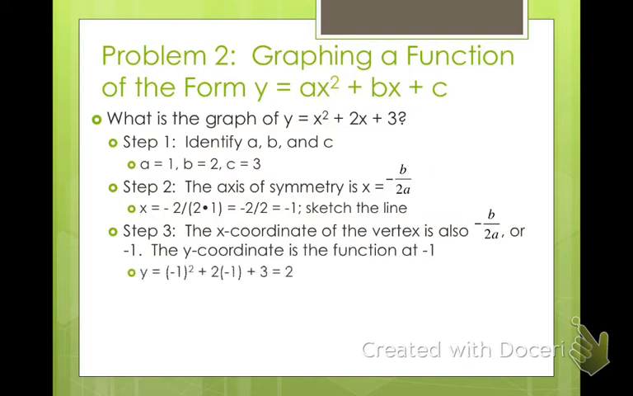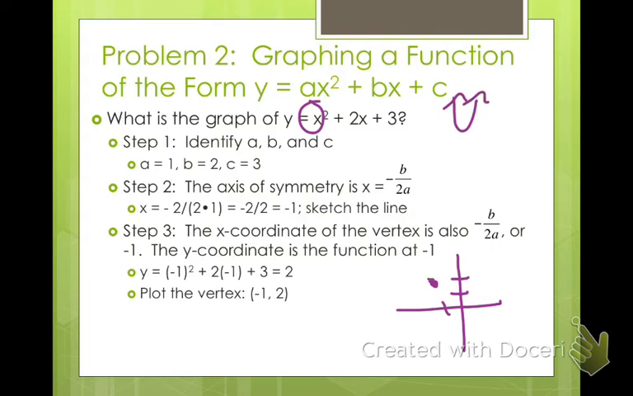Okay, so here, -1 squared is 1, minus 2 plus 3 is 2. So we know that our vertex is -1, 2. So -1, 2, vertex. We know that since a is positive, it's going to open up, and we know that our y-intercept is 3, so we can plot that 3.